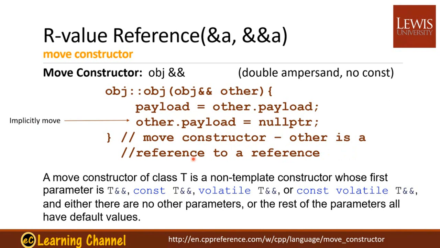So for the move constructor, R is a reference to a reference. It's a reference to a reference. And the move constructor of T is a non-template constructor whose first parameter is T reference, for constant type T, and then you have T reference volatile, or constant volatile T reference. And either there is no other parameter or the rest of the parameters are all default values.